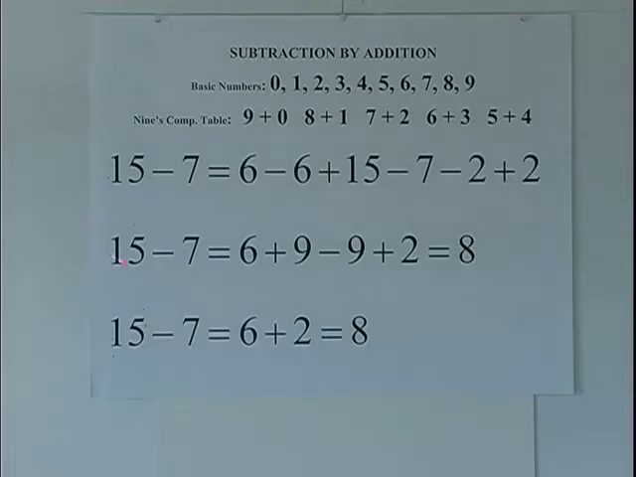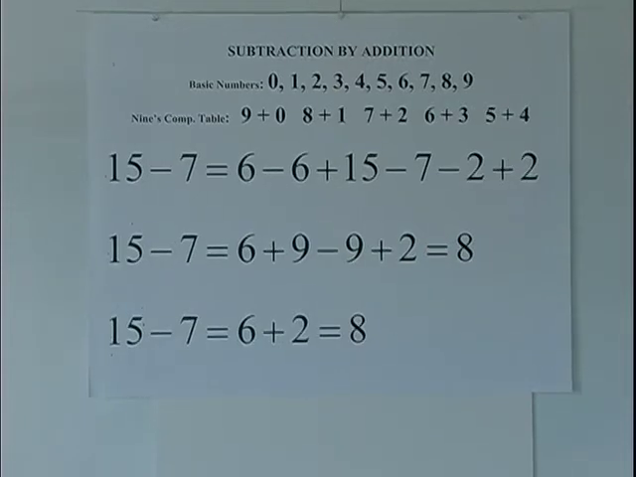Why did I do that? Why did I add the numbers in the minuend to get a 6, and the 9th complement of the subtrahend to get a 2? Why did I use that for my zeros? Because I get this cancellation. 9 minus 9 is 0. So all I have to do to get my difference is add 6 plus 2. So that's equal to 8.